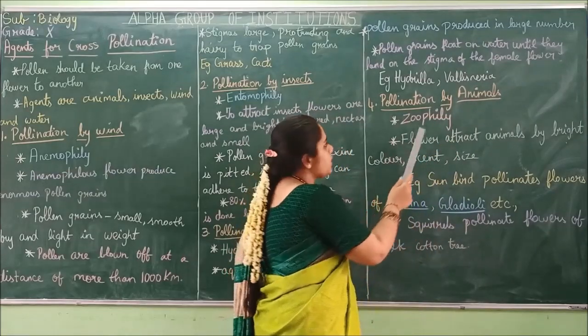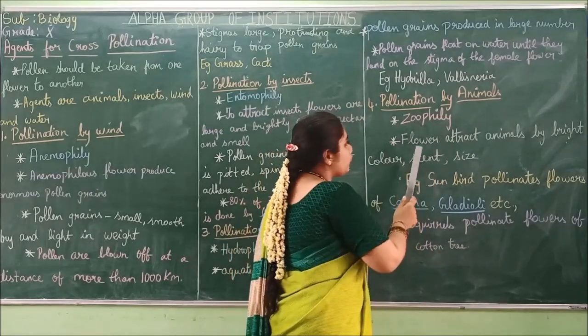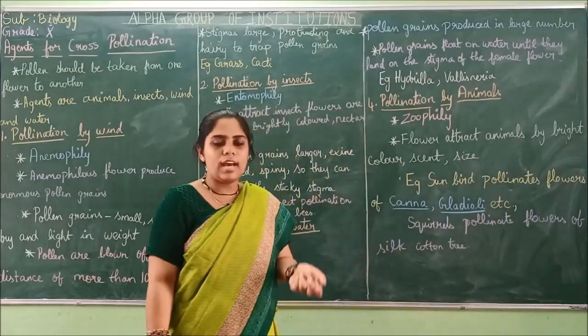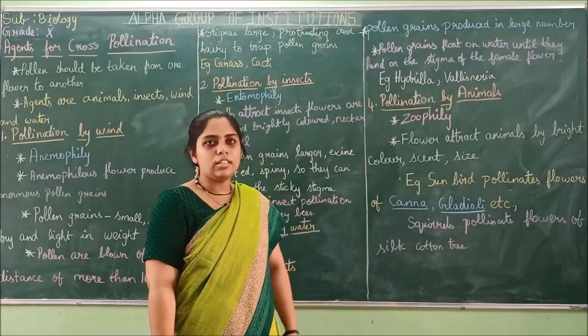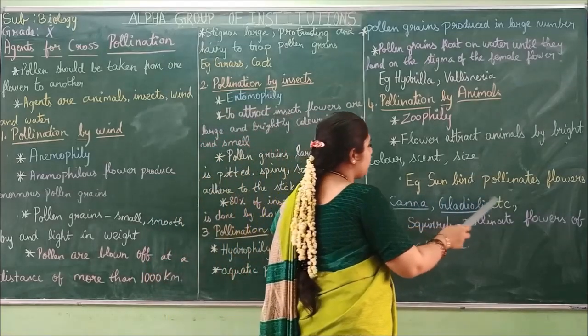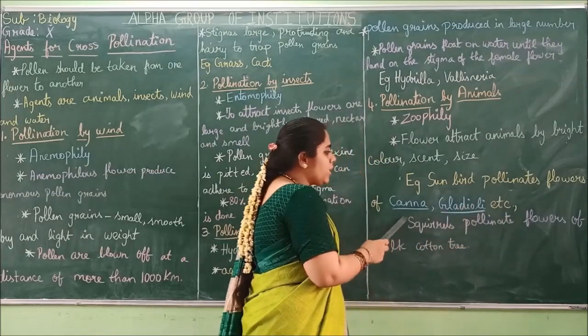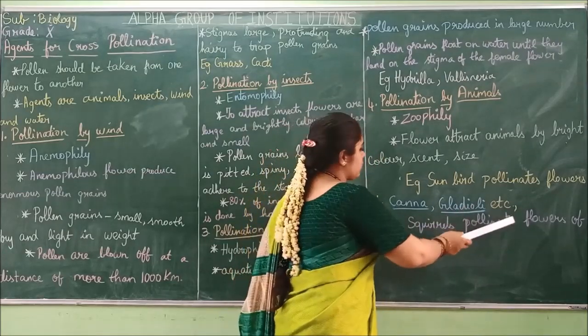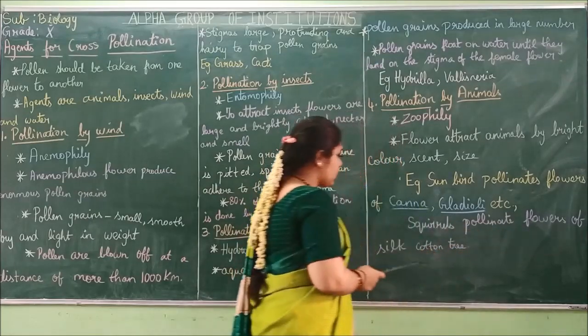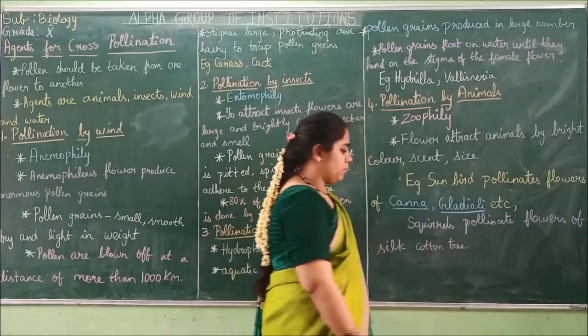Next is the pollination by animals. It is also known as zoophily. Flowers attract animals by bright color, very large size and a very good aroma. Example, the sunbird pollinates flowers of Canna and gladioli. Then squirrels pollinate flowers of the silk cotton tree.